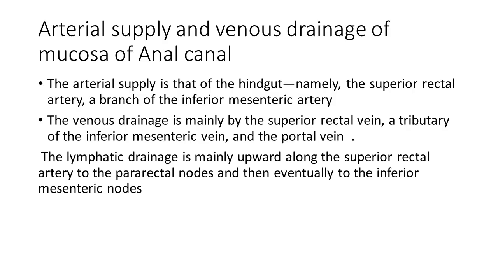Arterial supply and venous drainage of the mucosa of the anal canal. The arterial supply is that of the hindgut, namely the superior rectal artery, a branch of the inferior mesenteric, as we said, and the venous drainage is mainly by the superior rectal vein, a tributary of the inferior mesenteric vein, and then drains to the portal vein, and this is the portal system. The lymphatic drain is mainly upward along the superior rectal artery and pararectal nodes, and then eventually to the inferior mesenteric nodes as that of the rectum.